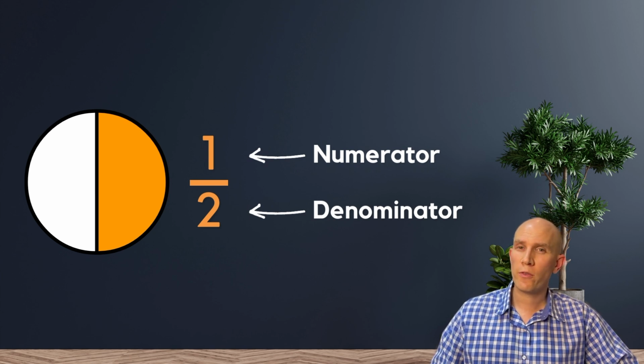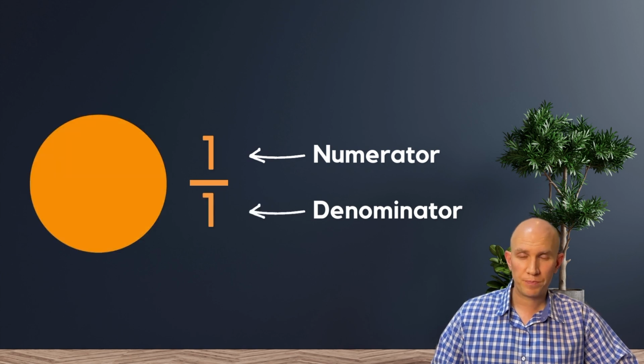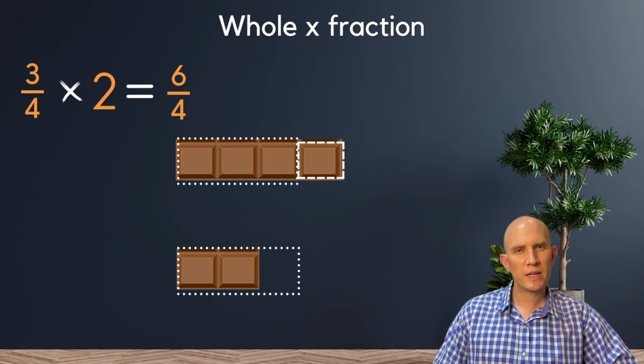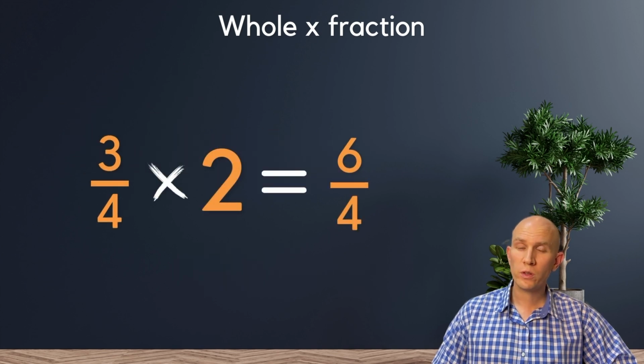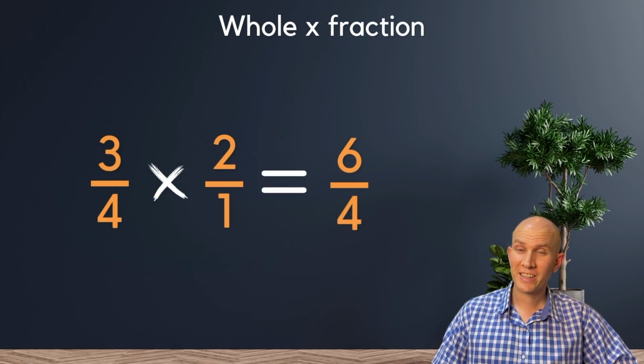If we take it one further, and instead of being a number greater than 1, we make it 1, our whole would look like this. So any whole number essentially can be written with a denominator of 1. So let's go back to the original calculation and apply this knowledge. So now we know that that 2 can actually be written as a fraction as 2/1, and it will look a little bit like this.